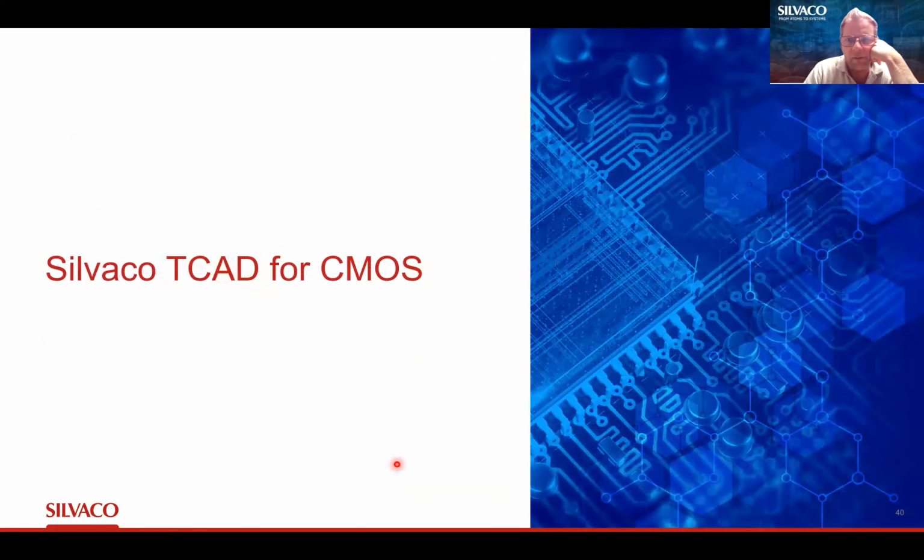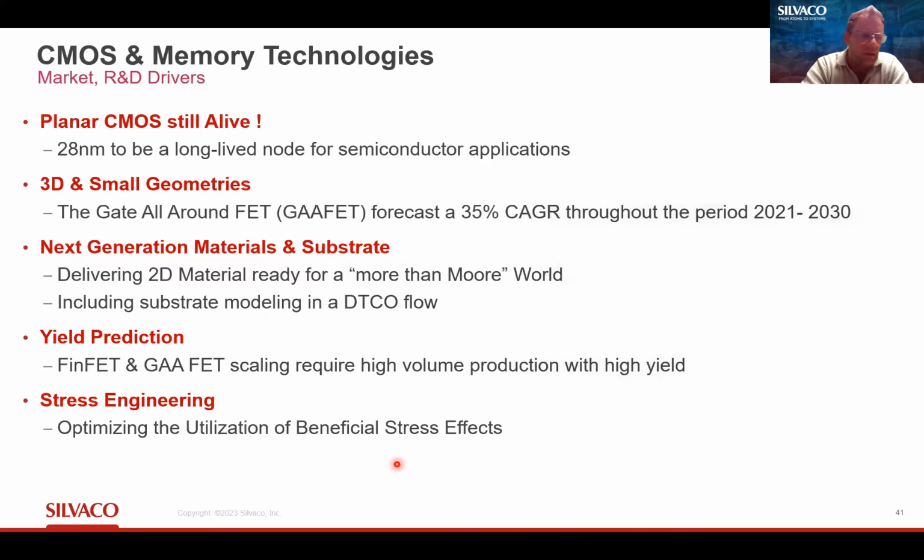Okay, checking on time. Okay, TCAD for CMOS. This could be a webinar by itself, but I chose to go fast on this one. Clearly, planar CMOS is still alive, okay? Clearly also, with gate all around, 3D is all over the place. It's also clear that now we are talking about nanowire, nanosheet, 2D material. So what I decided to do, I'll show you an example of FinFET in that part, and then we'll talk about atomistic simulation in a minute, okay?